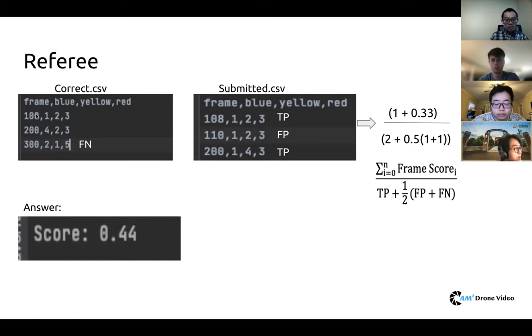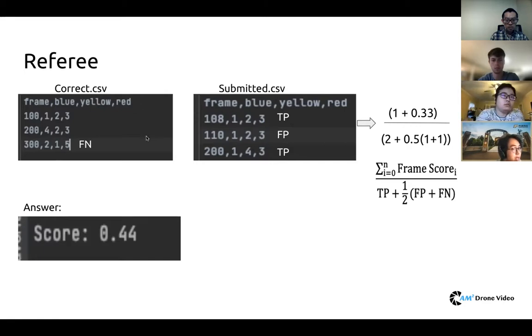For example, if the ball changes hands at frames 100, 200, and 300, this is a blue ball, this is a yellow ball, and this is a red ball, and the number is just the person who is holding it, and this person ID is provided in the input CSV file. So this means at frame 100, person 1 is holding the blue ball, person 2 is holding the yellow ball, and person 3 is holding the red ball.